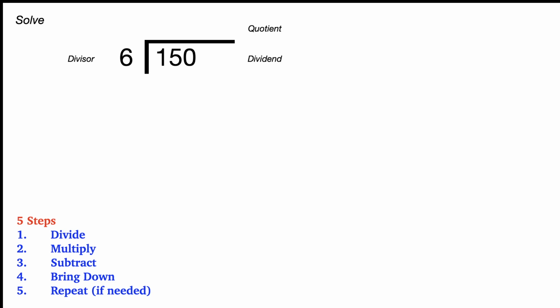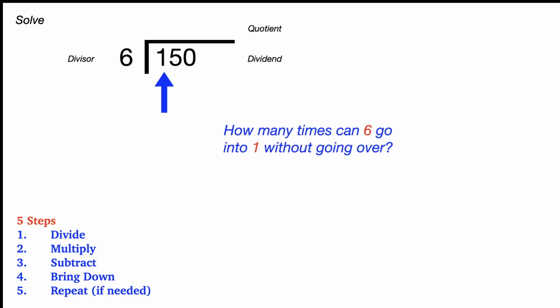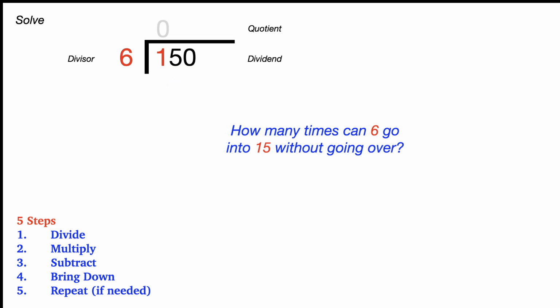Okay, so we'll start with our regular division steps. We'll start with the 1 and ask yourself, how many times can your divisor of 6 go into 1 without going over? And that would be 0 times, because if you have 1 donut, you can't get 6 out of that, right? Okay, so then we go to the second digit, and we're looking at that now as 15. Ask yourself, how many times can 6 go into 15 without going over? If you do your calculations, that would be 2 times, because 6 times 2 is 12. That's as close as you can get, okay?